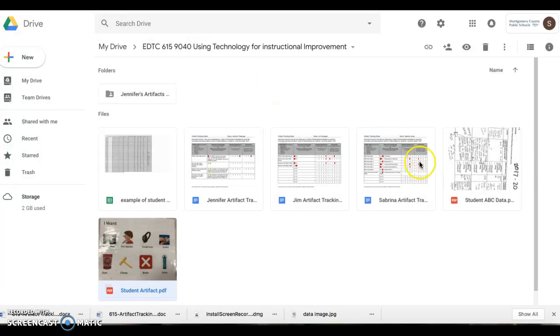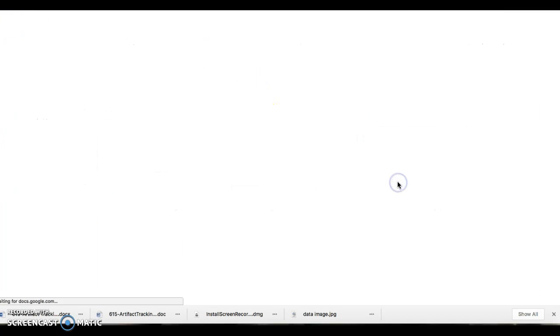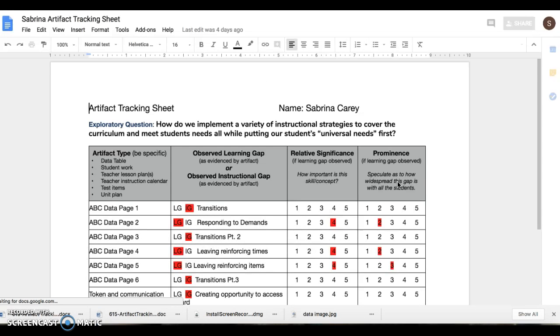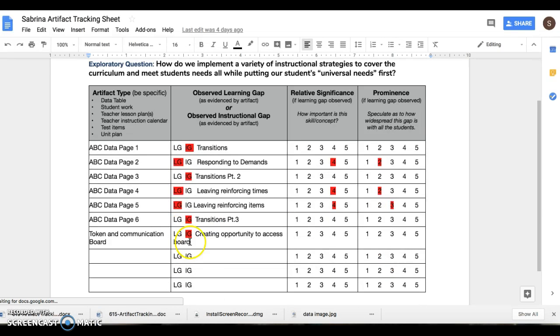The artifact tracking sheet that I created, I put the token board on there, and I discussed that with our group, and we agreed that this was an instructional gap, because it was something that I was working on as the educator, in trying to help shape some of those behaviors. So this could be something that was ever changing. So therefore, we listed it as an instructional gap.